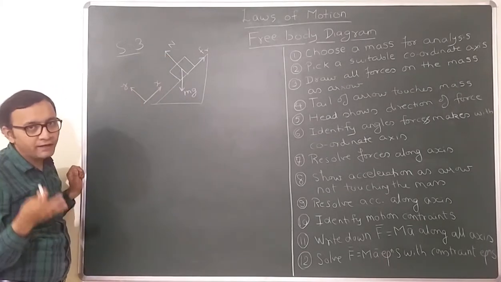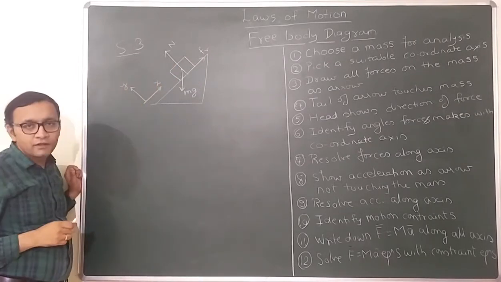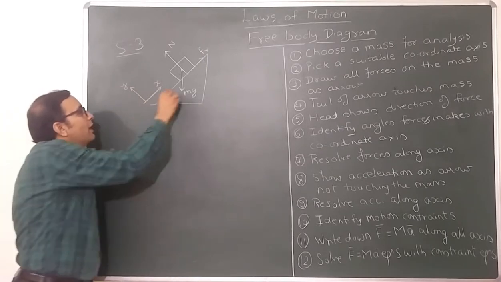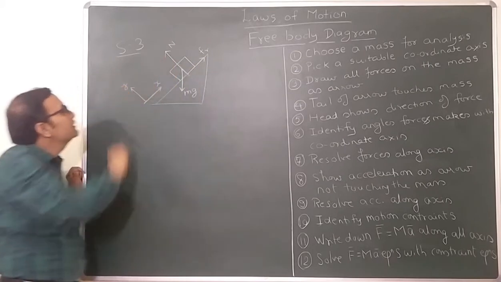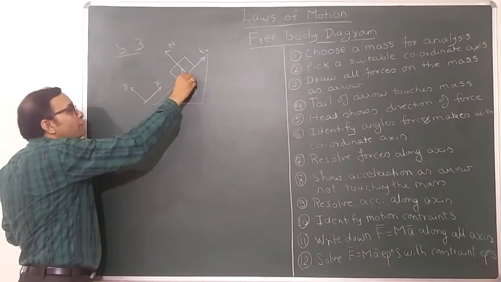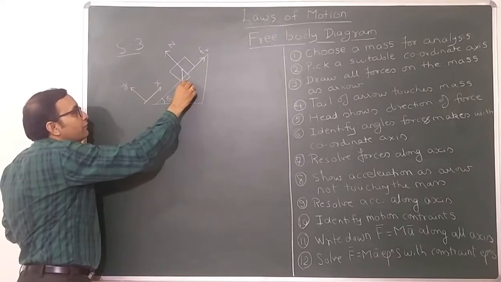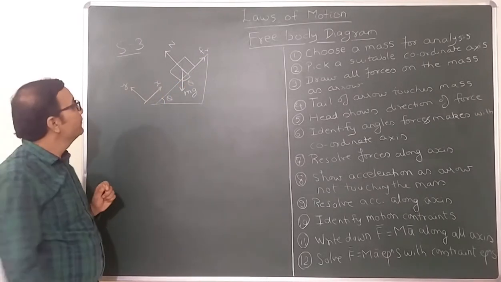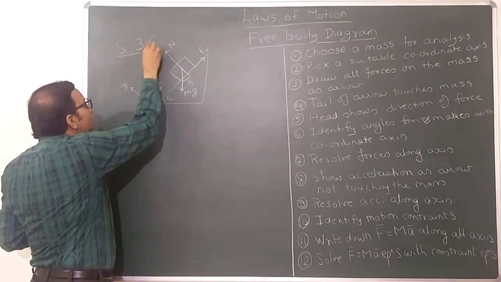I don't need to mark the angle for normal reaction. Similarly, friction makes zero angle with x axis, so I don't need to mark the angle for that as well. But for mg, I need to mark the angle. So this is a line which is parallel to y axis. I have to find out what this angle is. If this is theta, you will see that this is also theta. So this is steps number 3 to 6.